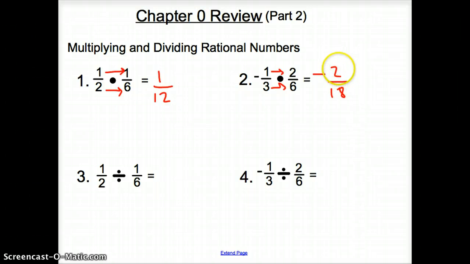Well, we have a 2 on top, 18 on the bottom. 18 is divisible by 2, so we can divide out a 2 on top and a 2 on the bottom. So now we are down to 1/9, and it is negative from before. So our final answer is negative 1/9.